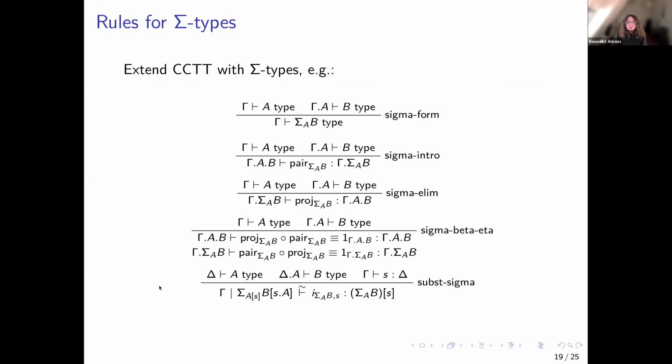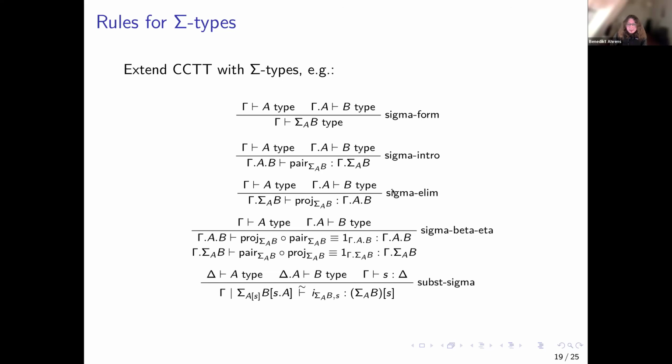Here are some rules, some of which will look familiar to you and some of which will look maybe not so familiar. The first rule here to extend CCTT with sigma types is the sigma formation rule, and that is a standard rule. If A is a type in context gamma and B is a type family, say over A, or is a type in the extended context gamma.A, we can produce a new type sigma AB in context gamma.